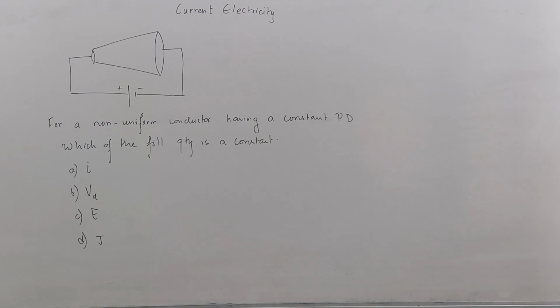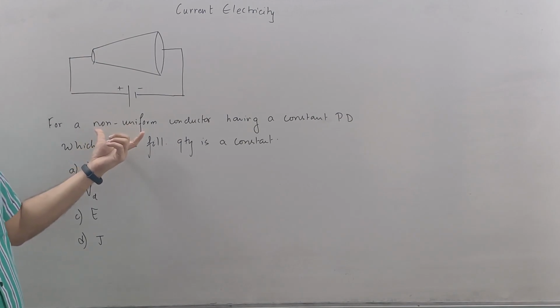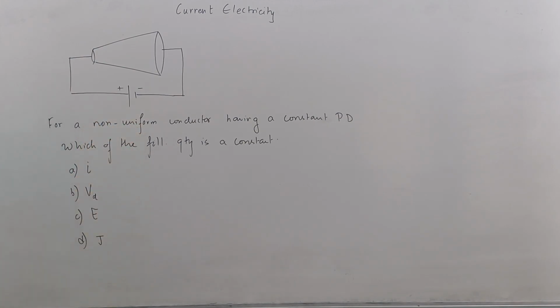The next question is given as follows. Given that we have a conductor which is connected across a battery. The specialty of this conductor is that it's not a uniform conductor. It's a non-uniform conductor, as in here there is one cross section, and as you go from here to here, the cross section is increasing. That means it is a non-uniform cross section. Which of the following quantities is a constant in such a conductor? These are the 4 options.